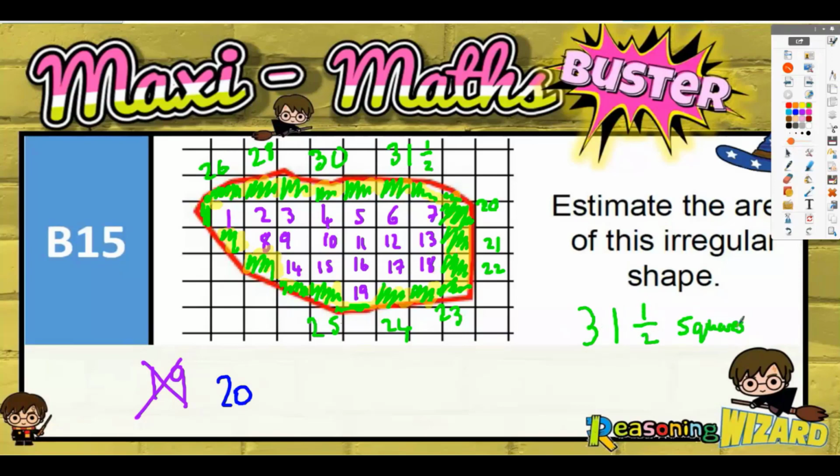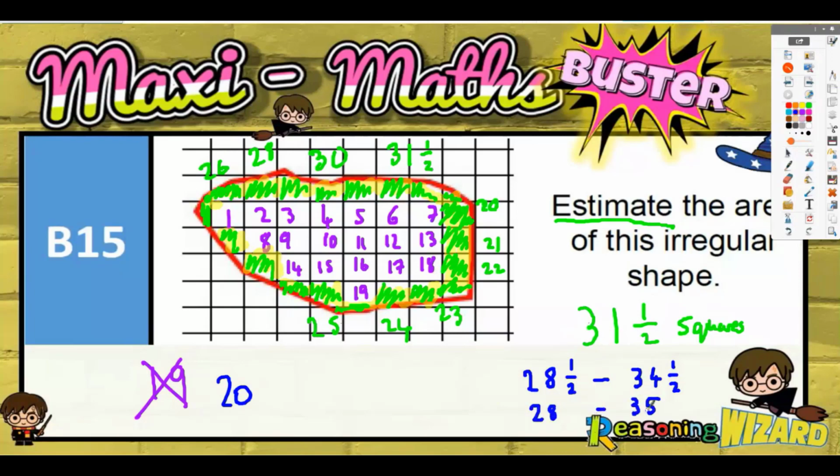Now, normally with questions like this, because it says estimate, they allow you a bit above and a bit below. So a reasonable amount to be below here is maybe 2 or 3. Any more than that, and you're going to be too far below. So I would say you'd probably be allowed down to 28.5, maybe. And then I would say up to 34.5. If you're being really generous, we could say down to 28 and up to 35.